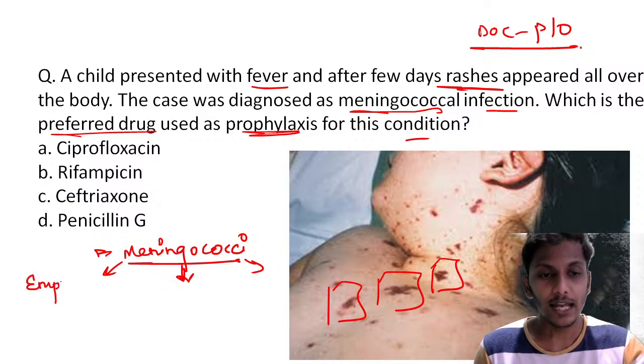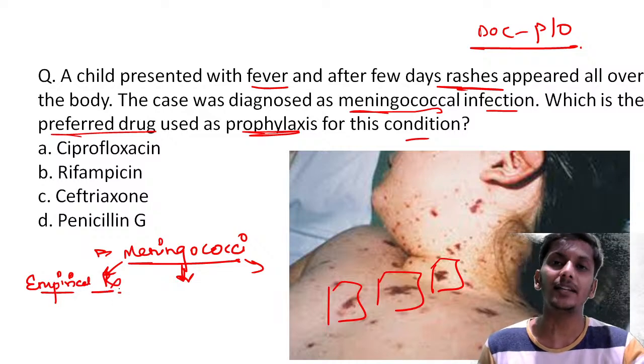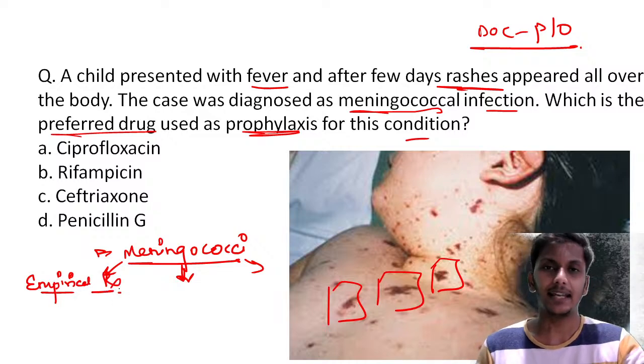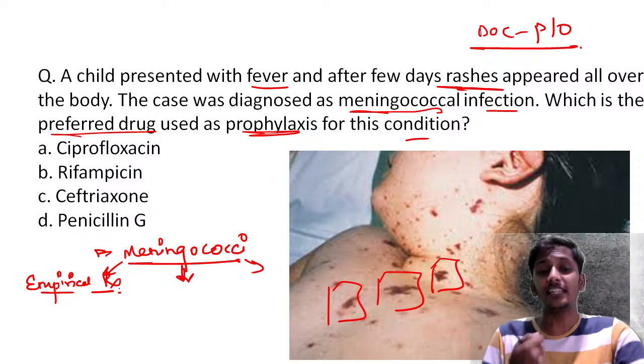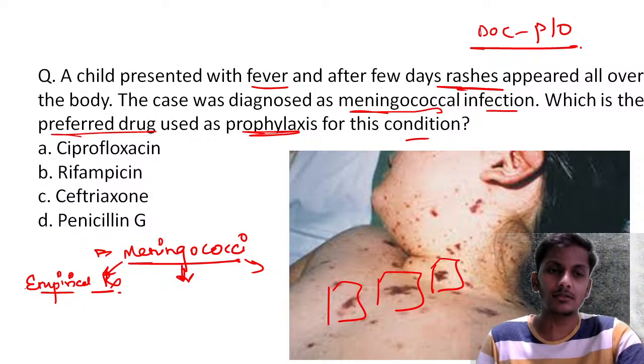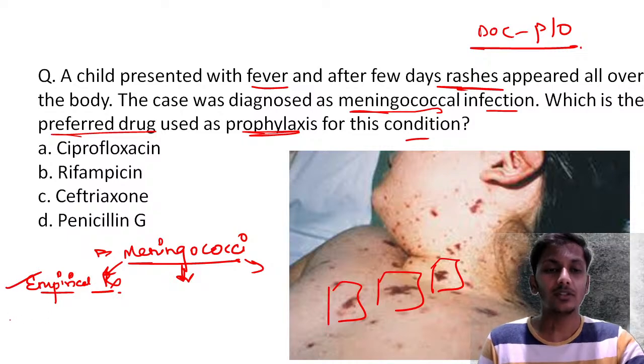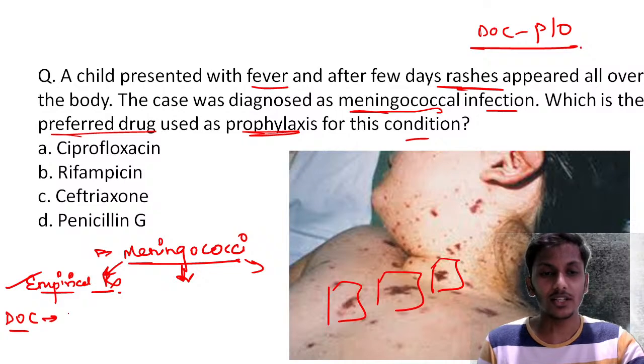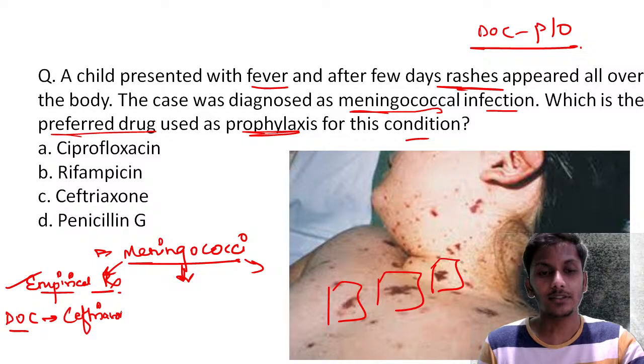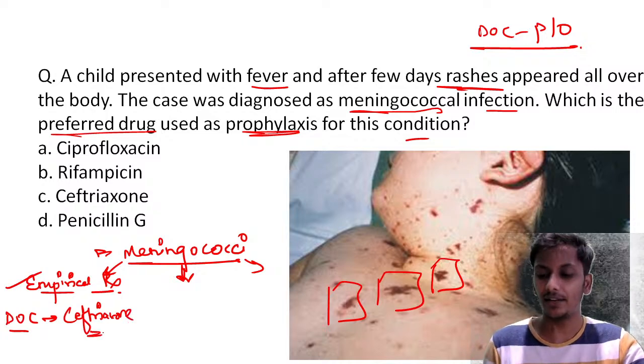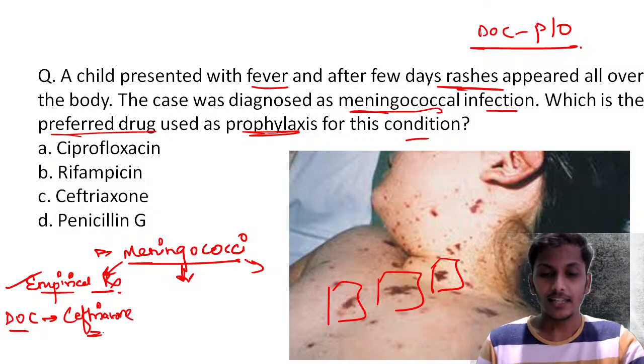Meningococcal infections can be empirically treated. Empirical treatment is usually given in suspected cases. If we suspect meningococcal infection, in those cases we give empirical therapy. The drug of choice for empirical treatment in meningococcal infection is a 3rd generation cephalosporin, that is your ceftriaxone. So drug of choice for empirical treatment in suspected cases is ceftriaxone.